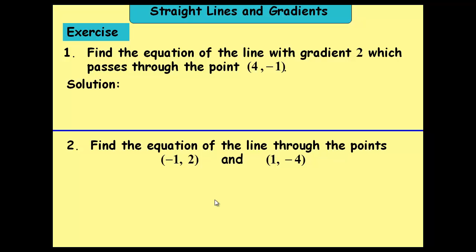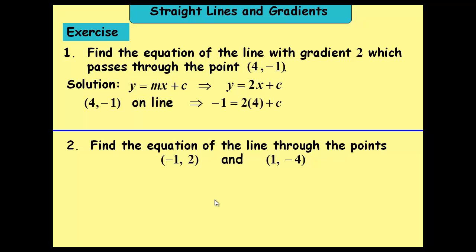Okay, so the first one, we're given the gradient, we're given a point, so we use y equals mx plus c, we stick our gradient of 2 in, we stick minus 1 in for y and 4 in for x, gives us a c value of minus 9. We then rewrite y equals mx plus c with our 2 in for m and minus 9 in for c. So we get y equals 2x minus 9.